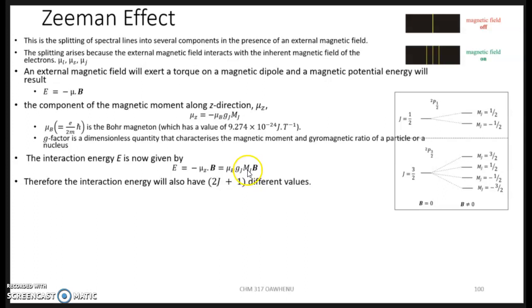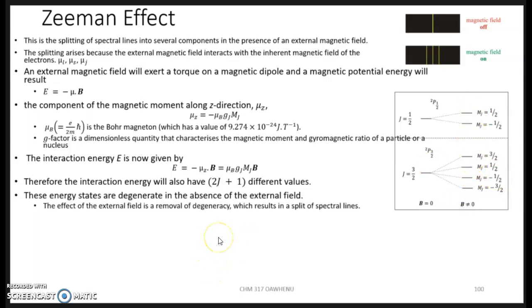We recall that m_J will have 2J plus 1 values. It takes values from minus J up to plus J. So if J equals half, m_J can take minus half and half. If J equals 3 halves, then m_J can take values 3 halves, 1 half, minus half, and minus 3 halves. So in the absence of any magnetic field, all these levels, these energy values, are degenerate. They have the same energy. However, once an external magnetic field B is turned on, they are split into different energy levels. So we have the minus 3 over 2, minus half, all having separate energy levels.